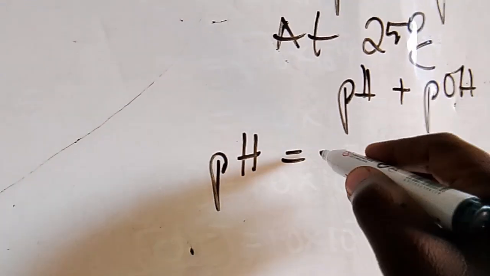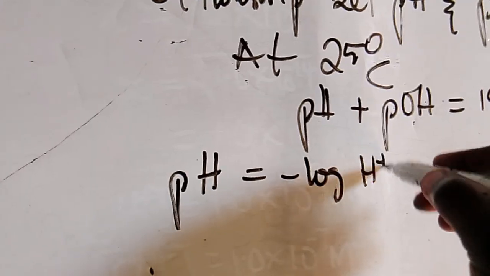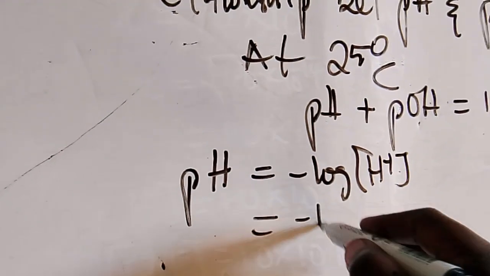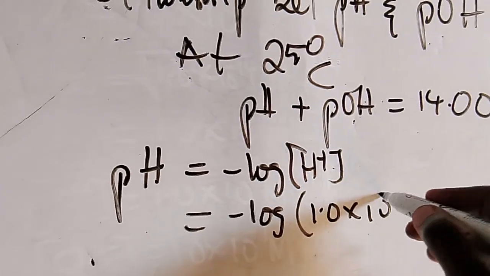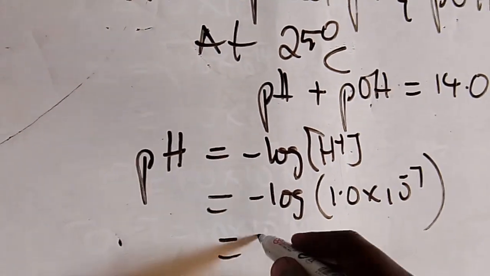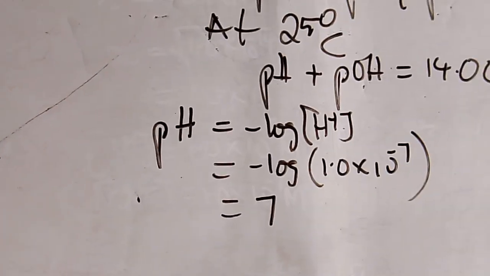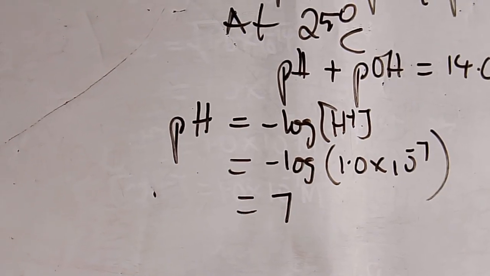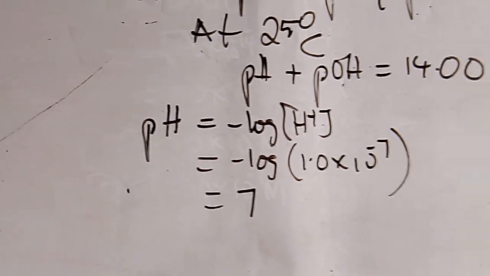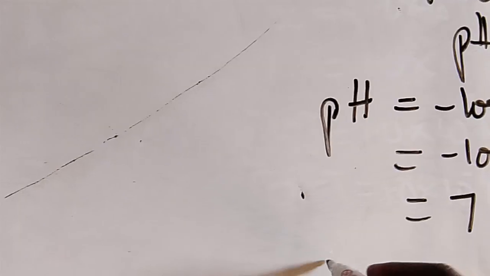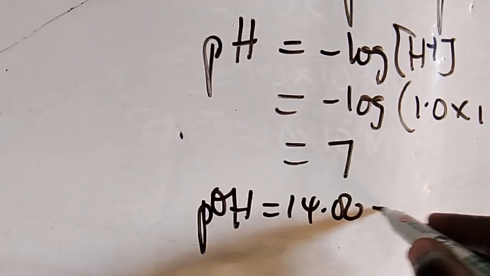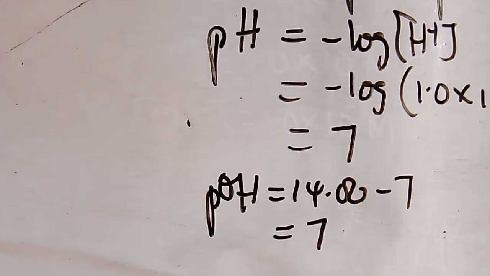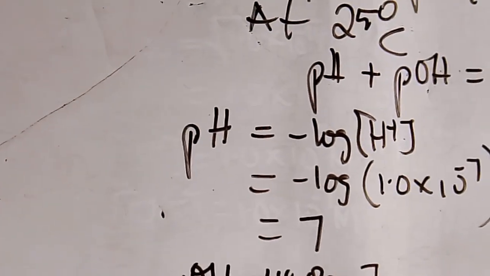So we can calculate the pH of pure water at 25 degrees Celsius. We know that pH is equal to negative log of the hydrogen ion concentration, so since at 25 we have 1.0 times 10 to the power negative 7, pH is equal to 7 for pure water at 25. Then pOH will equal 14 minus 7, which will also give us 7.